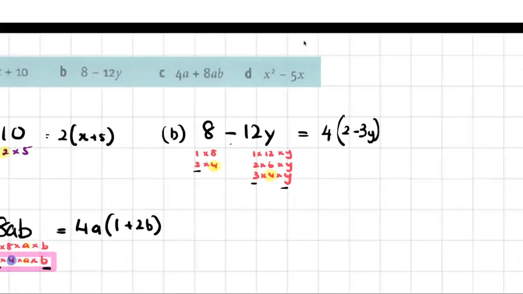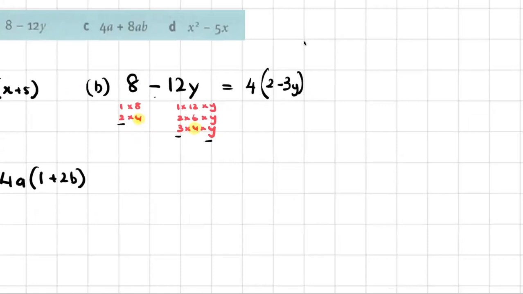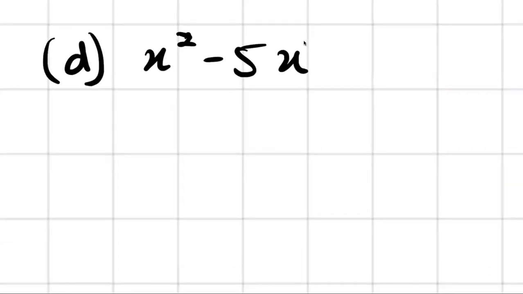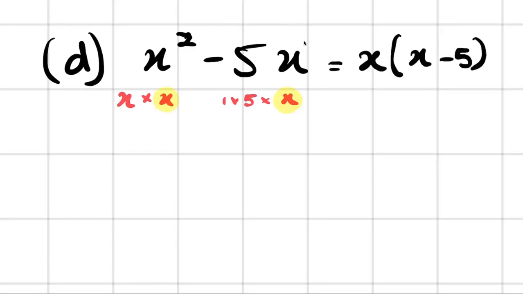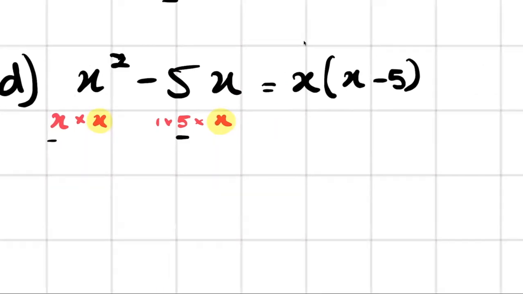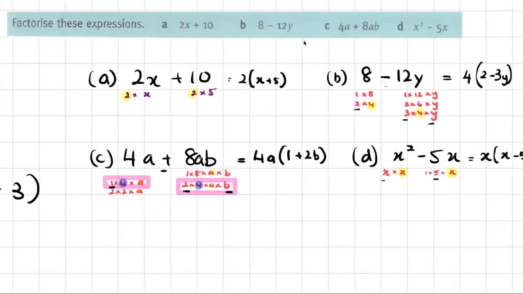Let's look at the last one. x squared minus 5x. So let's just rewrite it. x squared is x times x. 5x is 1 times 5 times x. There's only one common term here, which is x. And we're just going to take that out. I'm just going to write it this way: x, x minus 5. And that's all for factorizing in 9.5.